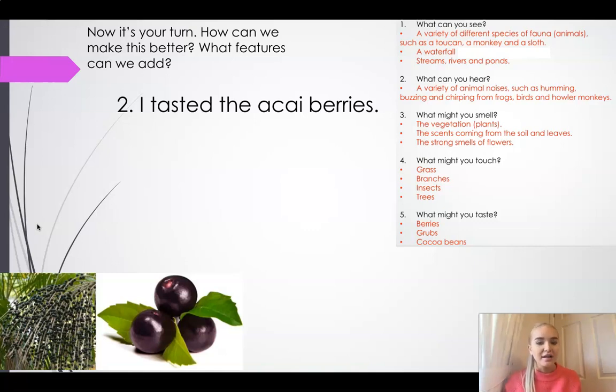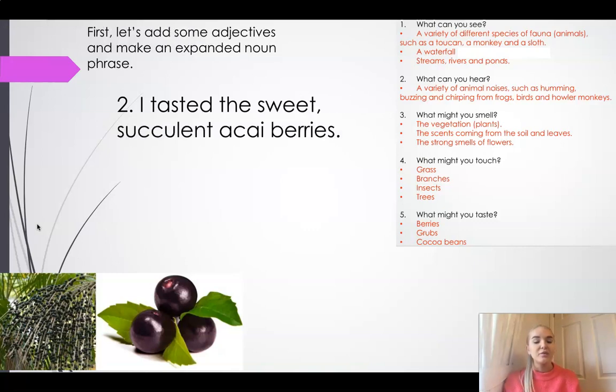Okay, so I tasted the acai berries. So how could we describe these acai berries? Let's create an expanded noun phrase. Or we can look at the acai berry and think, oh, that looks very juicy, very sweet, or very succulent. So we can make the expanded noun phrase by saying, I tasted the sweet, succulent acai berries. Notice the alliteration between sweet and succulent, making that writing flow that much nicer.